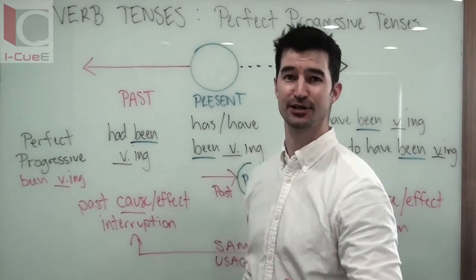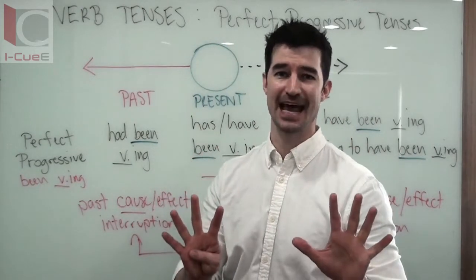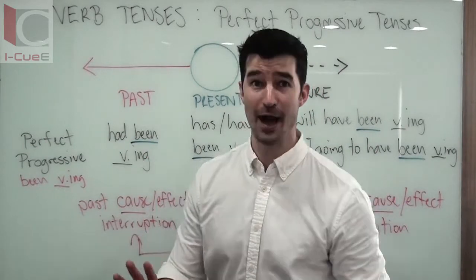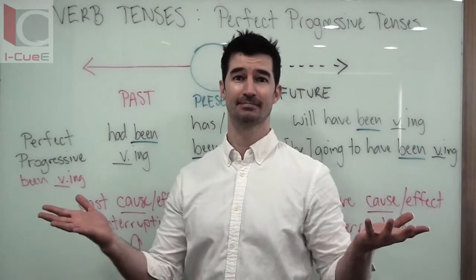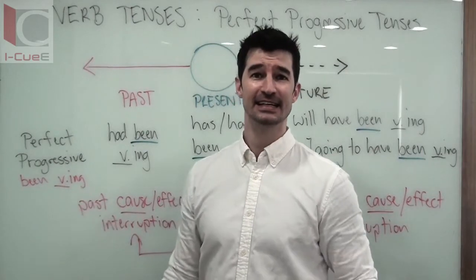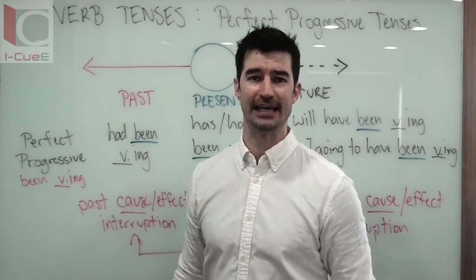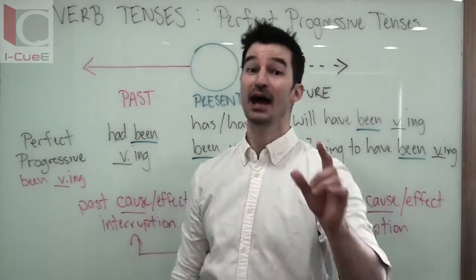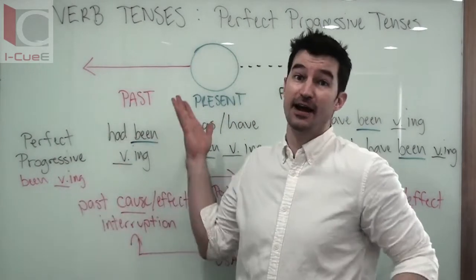You've already learned 9 verb tenses in English. There's only 12. That means today marks the end of your journey. I mean, not with grammar, there's a lot more to learn. But in terms of verb tenses, these are the final 3.